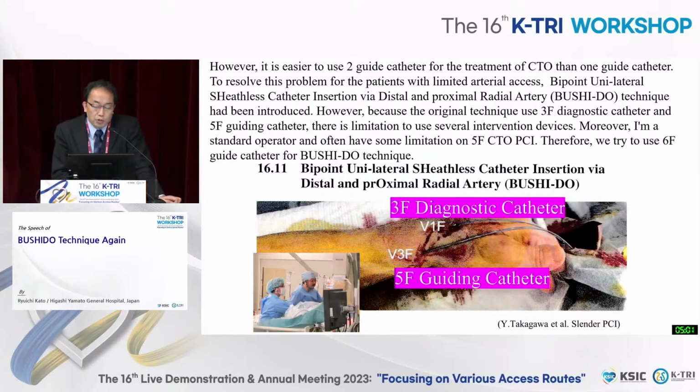bi-point unilateral sheathless catheter intervention via distal and proximal radial artery, the BSUHIDO technique, has been introduced by Yoshimachi sensei and Takaga sensei from Slender Club Japan. However, the original technique used a 3 French diagnostic catheter from the distal radial, virtual 1 French, and a 5 French guiding catheter from the conventional radial artery. Moreover, I am a standard operator, so I often have some limitation with 5 French CTO intervention. Therefore, we tried using a 6 French guide catheter for the BSUHIDO technique.